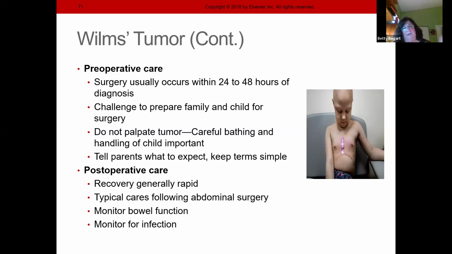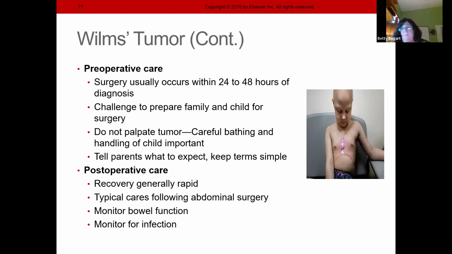And again, please, with these children, do not touch that abdomen. We all want to touch it to see how big it is, but don't do it. Leave it alone. This is usually boys, 3 to 5-ish, from what I've been reading, and they need to go through the front to the back to those kidneys. It's a kidney tumor, and we need to be aware post-operatively. We've manipulated the bowels to get to the back where the kidneys are.